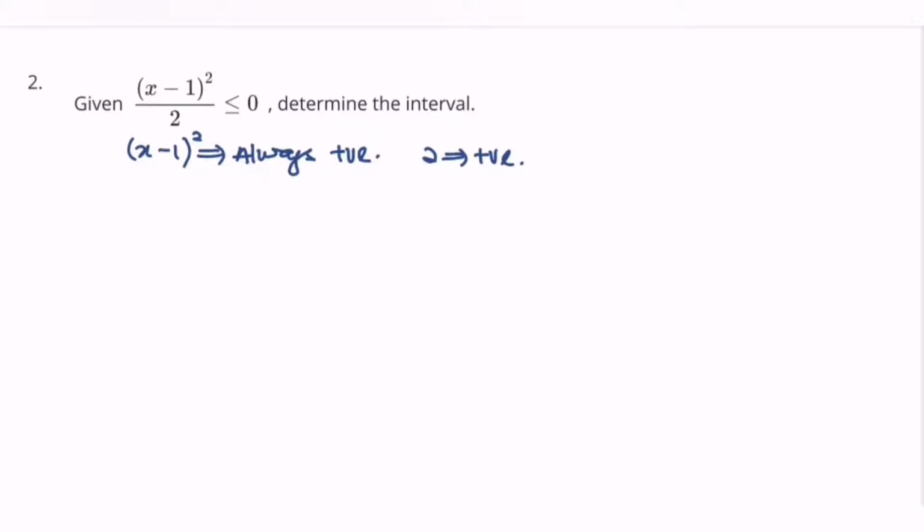But as we can see, a positive value divided by a positive value will give a value which is greater than 0 because it is a positive value. Only a value which is equal to 0, which is when we substitute x equals to 1. If we substitute x equals to 1, we will obtain 0 over 2, which is equal to 0. So for this question, the only answer is x equals to 1.